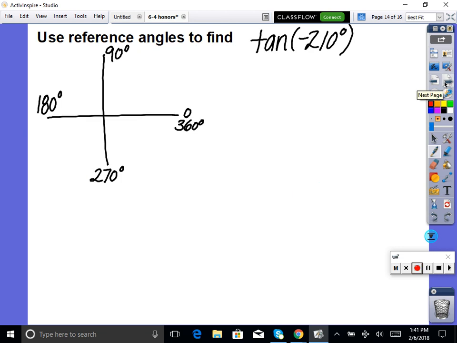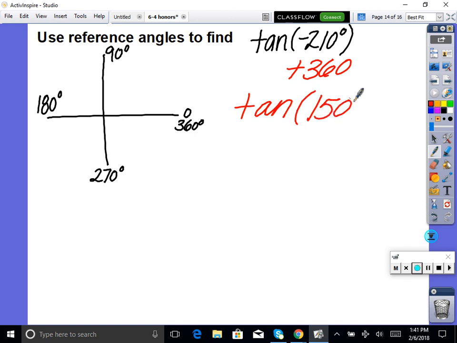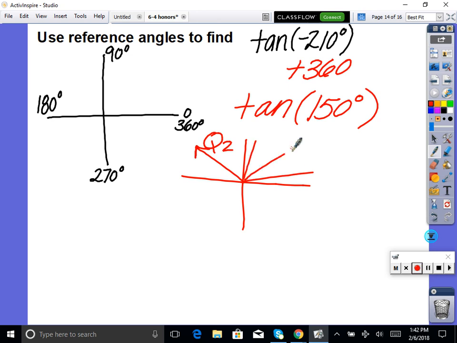It says, use the reference angle to find tangent of negative 210. Once again, I personally like positive angles, so I'm going to add 360. So we're talking the tangent of 150. Now, once again, you have not drawn a unit circle for the entire thing on your ACT. You only have quadrant 1. So you would say to yourself, this is exactly what you do on the ACT. 150 is in quadrant 2. Now, 150 is the same as either 30, 60, or 45. Which one? 30. Does everybody see why?